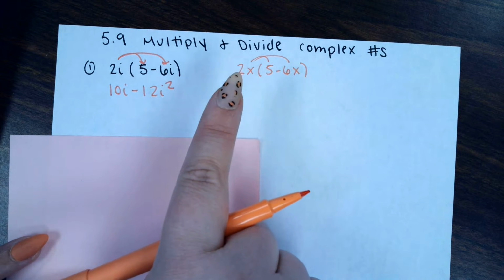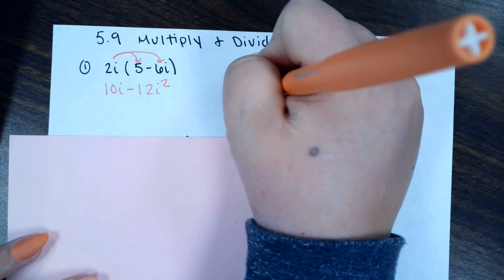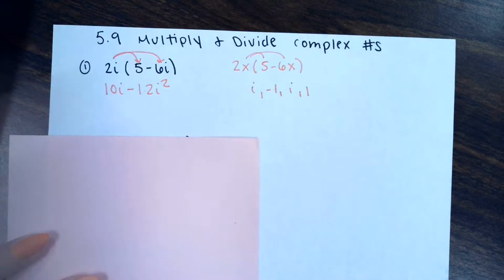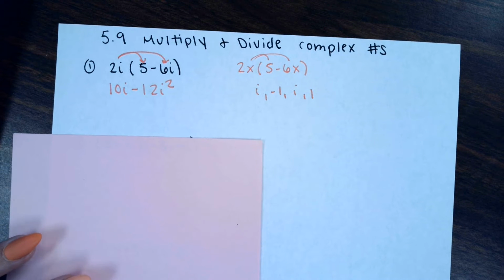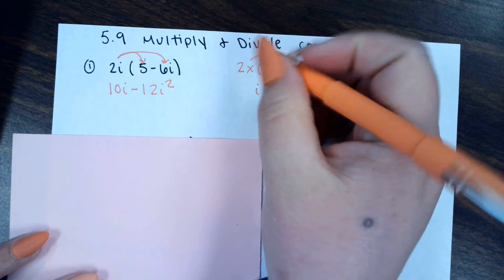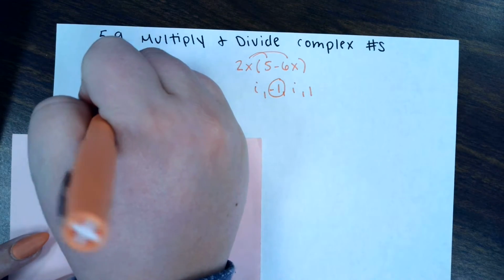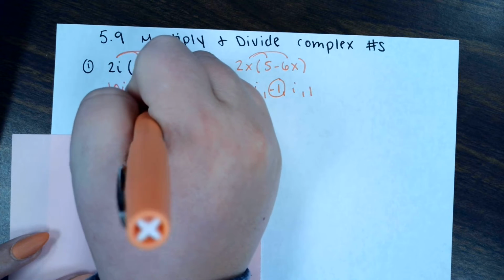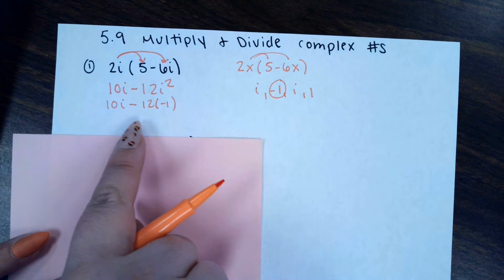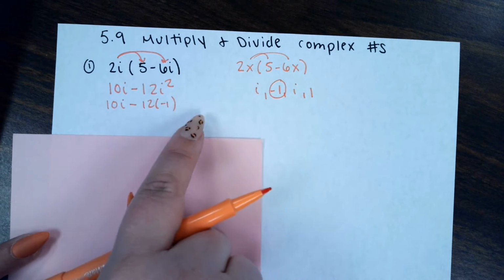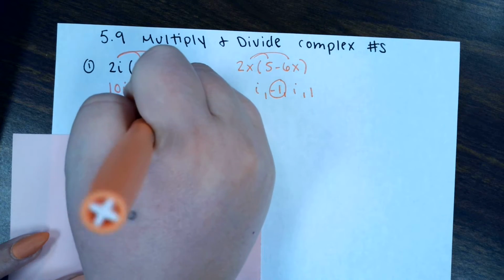The i, negative 1, negative i, 1. I always have to write it down. I can't say it. I don't know why. So i squared is going to be negative 1. So really this is 10i minus 12 times negative 1. Negative 12 times negative 1 is positive 12. So our final answer will be 12 plus 10i.